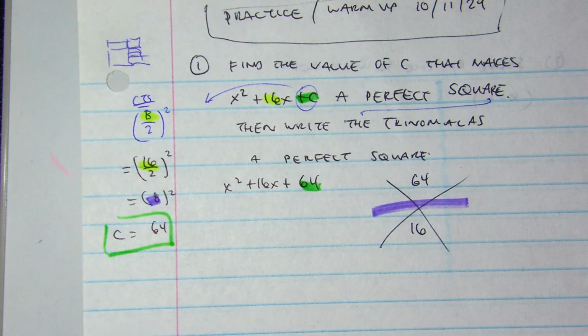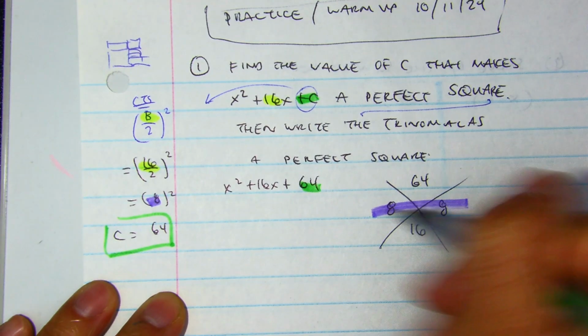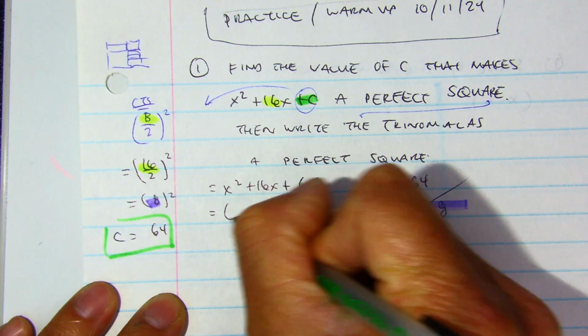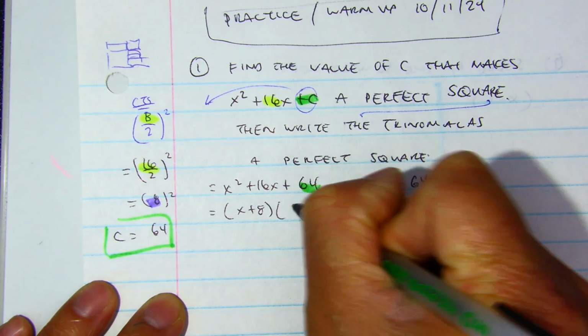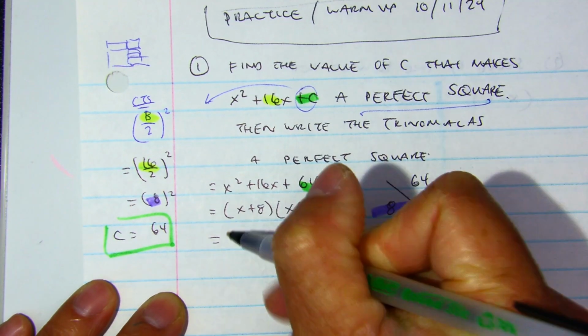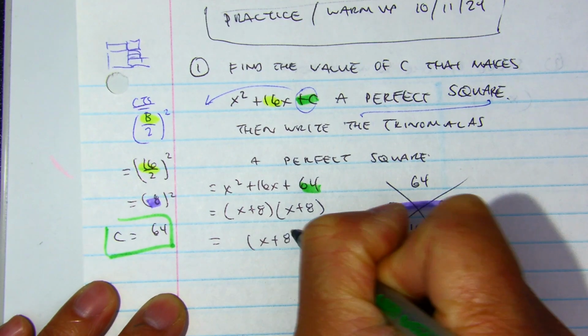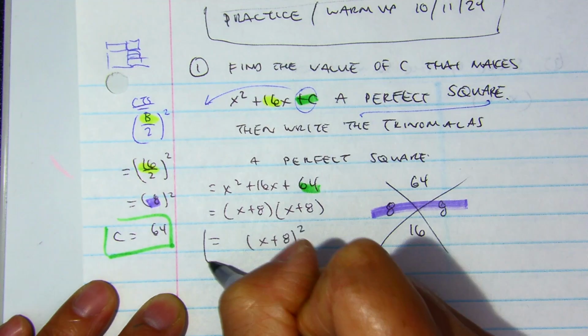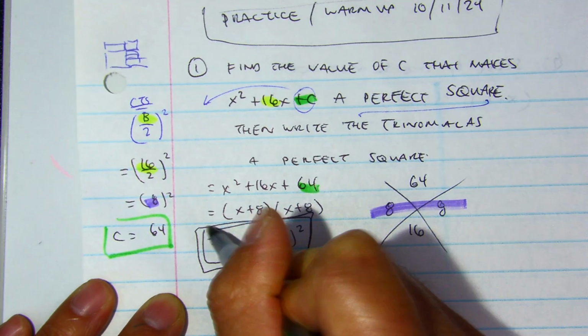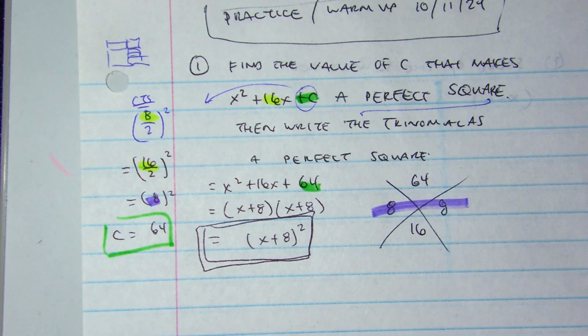Remember, you can always take that value because it's written down twice. Super helpful when you've got fractions. So our answer is x plus 8, x plus 8. And this is how you know you're doing it correctly, because it becomes a perfect square trinomial. Our answer is x plus 8 to the power of 2.